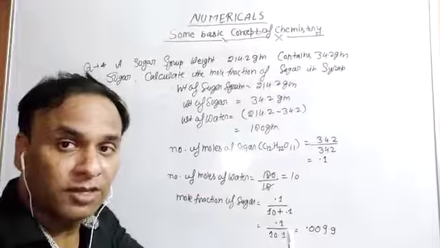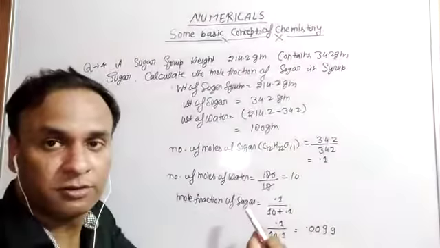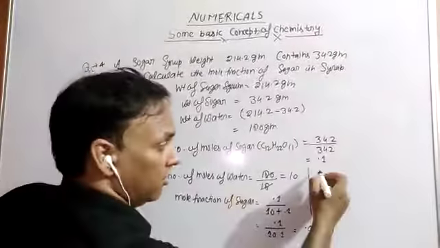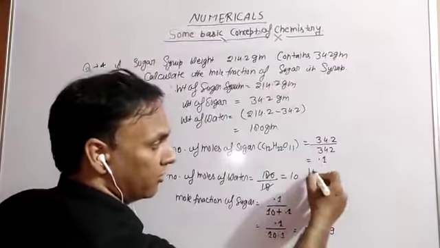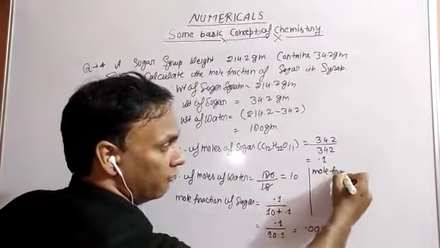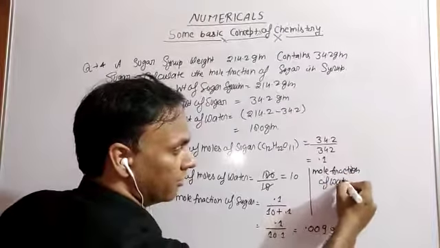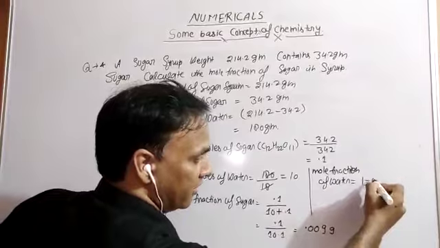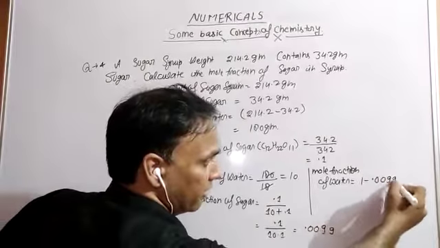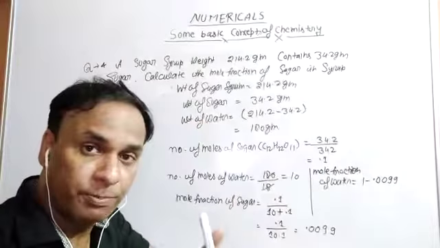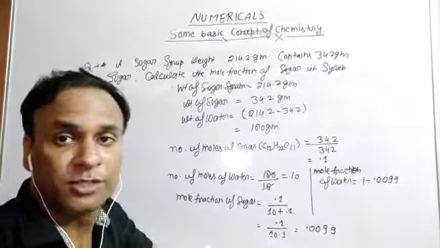If you want to calculate the mole fraction of water, suppose it is asked to calculate the mole fraction of water, so the mole fraction of water is 1 minus 0.0099, because the mole fraction of solute plus the mole fraction of solvent is equal to 1.